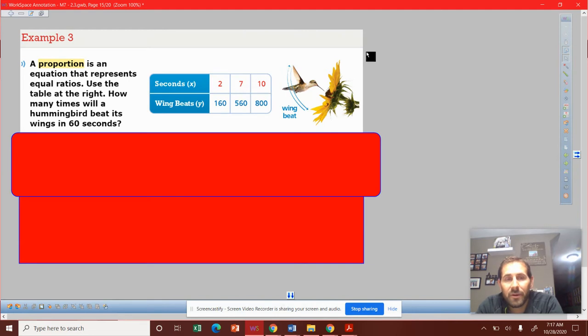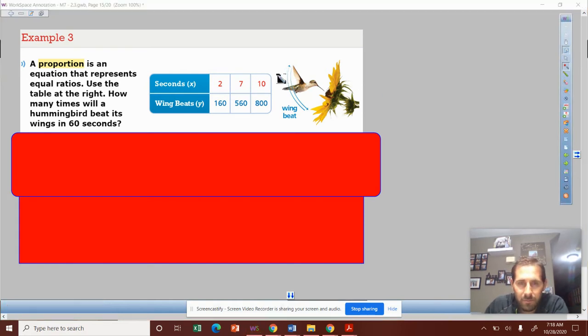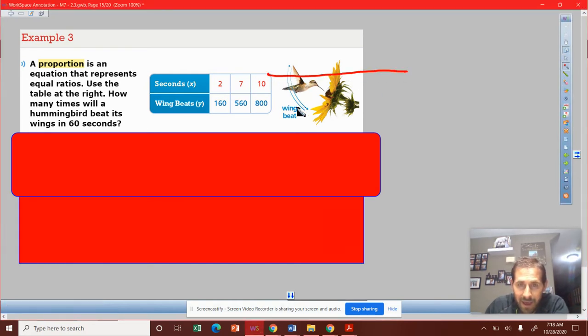So this is what a hummingbird can do. In 2 seconds, it can beat its wings 160 times. In 7 seconds, it can beat its wings 560. In 10 seconds, it can beat its wings 800 times. So the question is, extend this table out. Could you find out what it would do in 60 seconds?